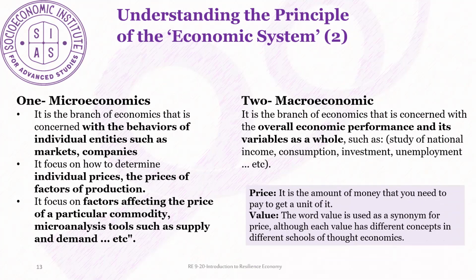For example, microeconomics and macroeconomics both talk about price and value. Price is the amount of money that you need to pay to get a unit of something, and value is a synonym for the price. Each value has different concepts in different schools. For example, in inspiration economy, the value for us is the amount of opportunities a problem will bring, while for the capital-based economy, the value is relevant to the cost and the price. Again, these are materialistic values.